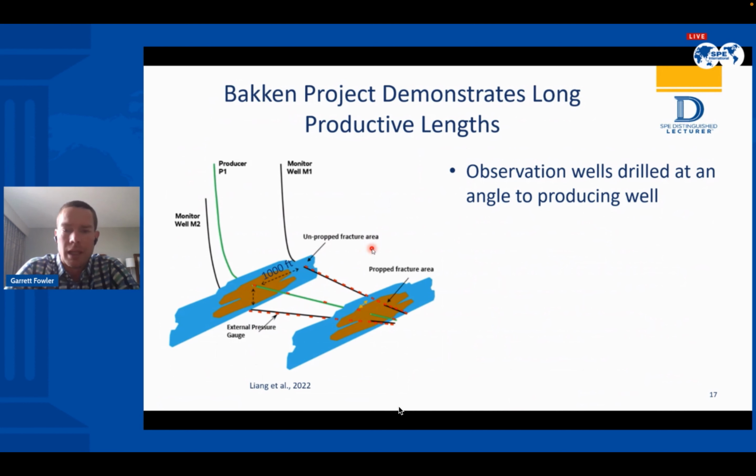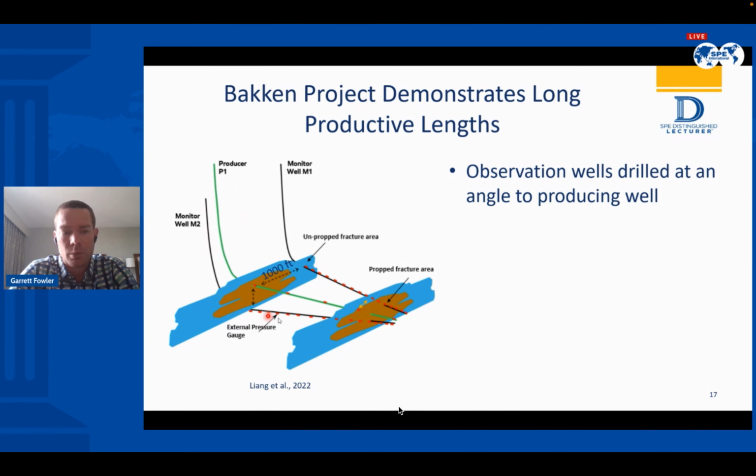So one of the best pieces of evidence for this is a recent development from Exxon in the Bakken. So they took their stimulation and producing well here in green. They fracked it as they normally would with multiple stages. But the difference here is they had 2 monitor wells. So they had a well in the same elevation plane, but at an oblique angle, such that they could measure the pressure drawdown at different distances horizontally away from the producing well.